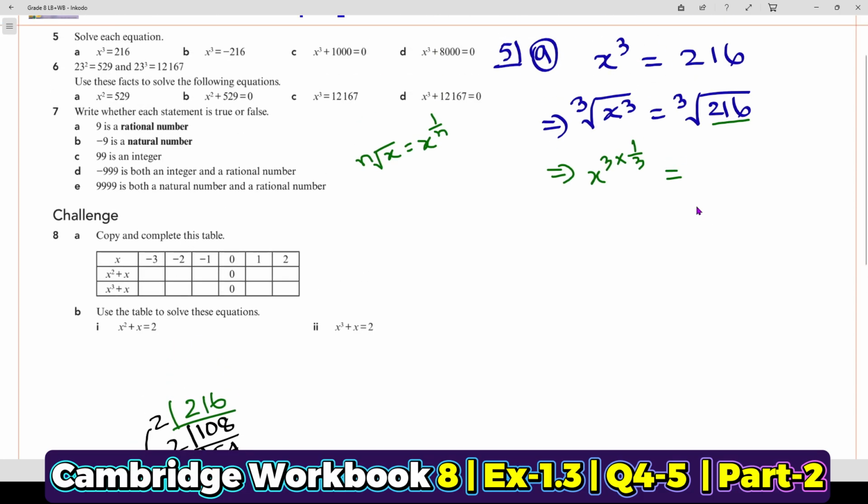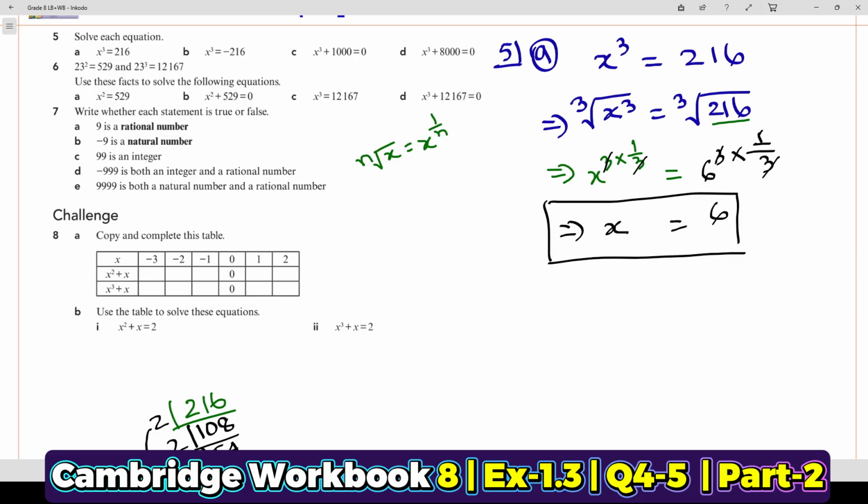It means 216 we can write as 6 cubed under the cubic root. Against this we can write 1 by 3. So this 3 and this 3 cancel out, we get x, and this 3 and this 3 cancel out, here is 6, and this is our result. So number A done.